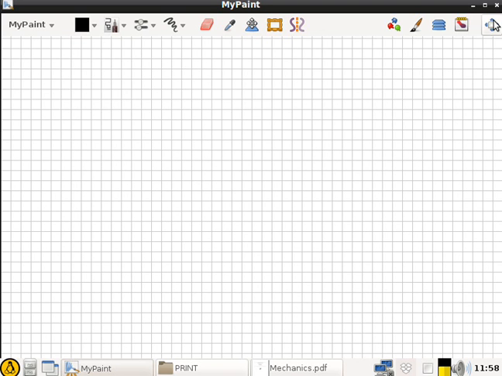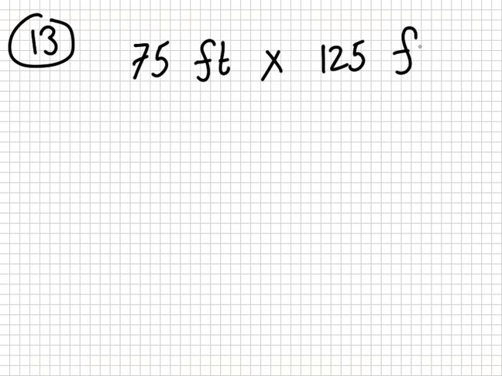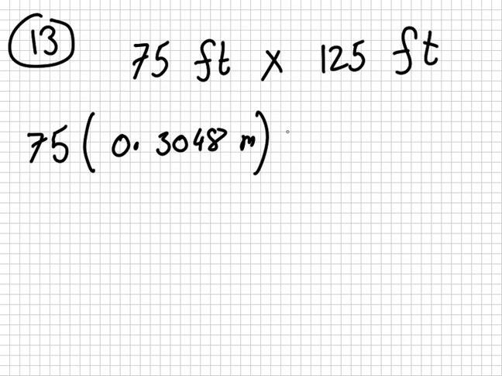Okay, so the first one, 13, it's 75 feet multiplied by 125 feet. That's the area. So we need to change feet into meters. I think I had it up a moment ago. How big is 1 foot? What did we say? 0.3048. Thank you. Multiply 125, and then this is now the same, 0.3048 meters.